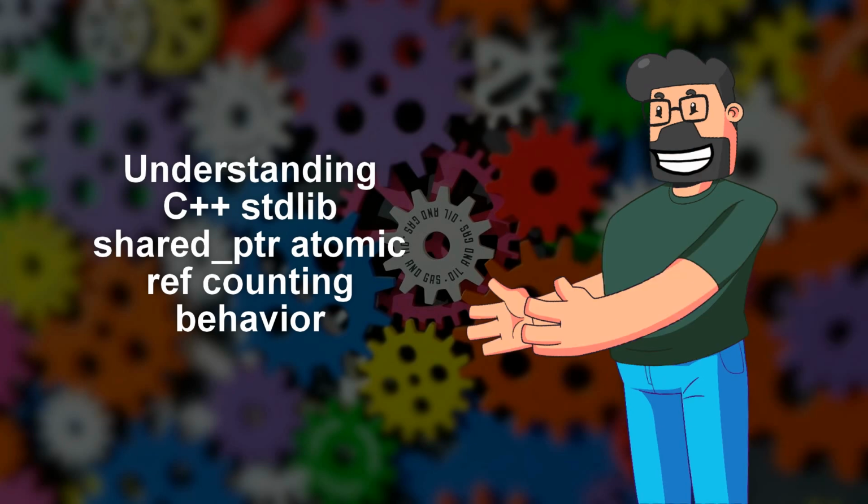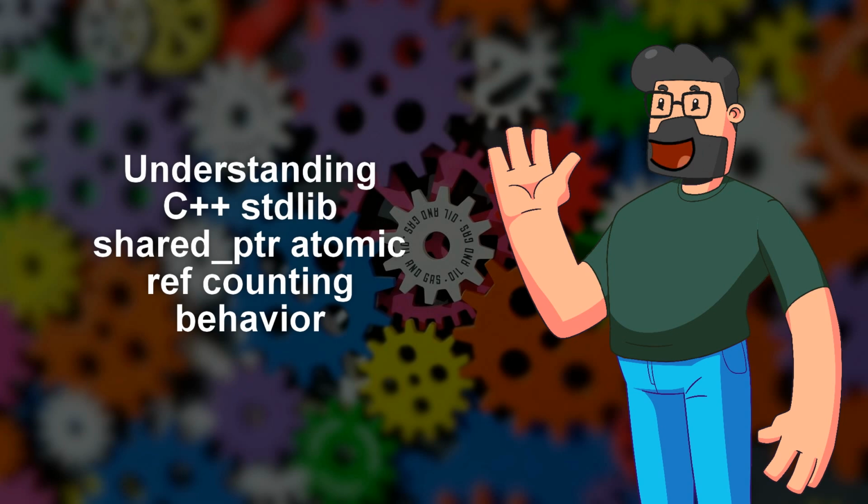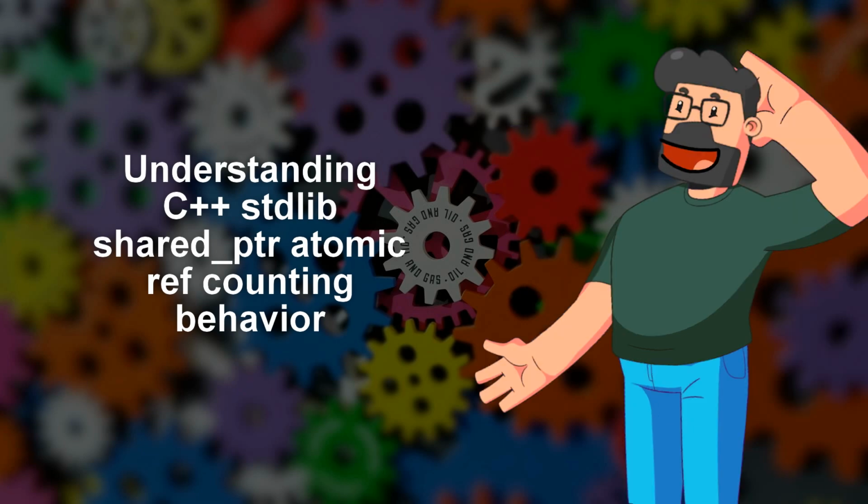Today, we're going to tackle a common problem that arises when working with C++ shared_ptr in the standard library. The problem at hand involves the usage of different memory orderings for incrementing and decrementing the reference count. Why does the standard library use relaxed ordering for incrementing the ref count, but acq_rel ordering for decrementing it? Let's delve into this puzzling behavior and understand the rationale behind it.